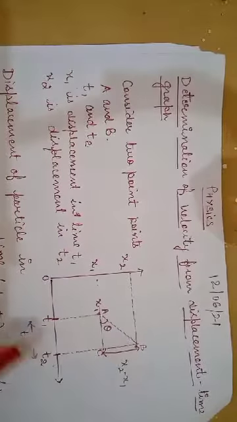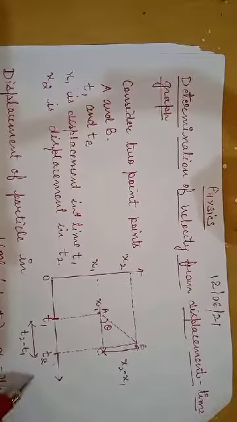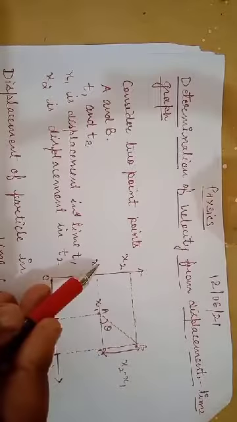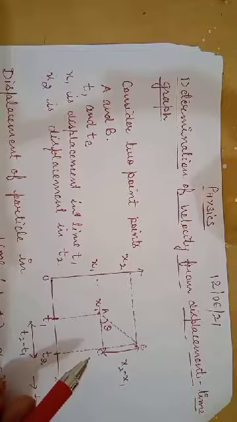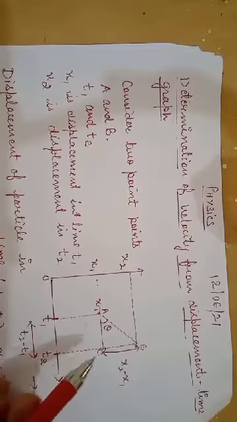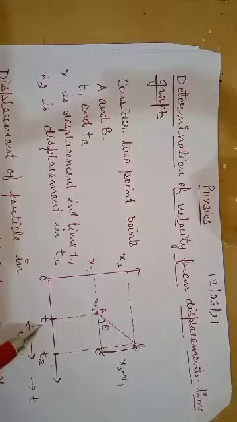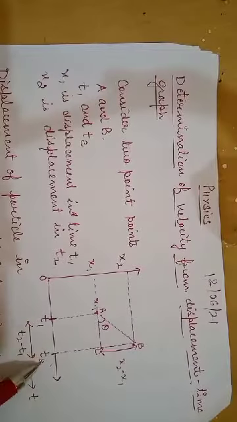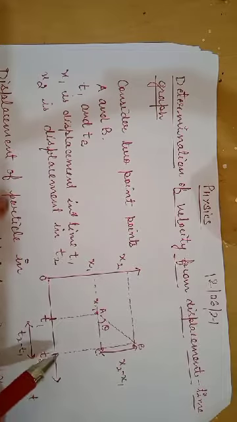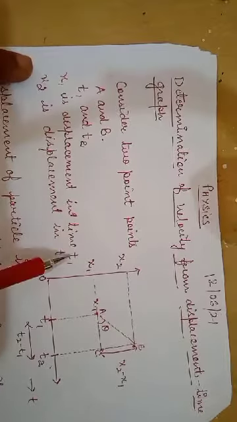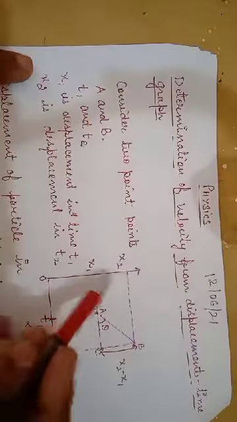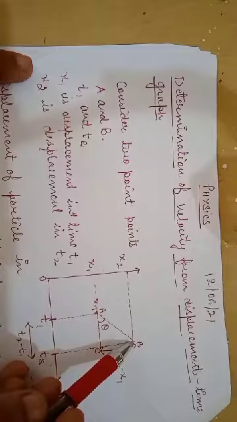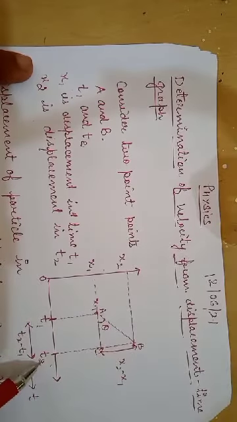This is the displacement time graph, this is the time axis and this is the velocity axis. So let T1 and T2 be the times, where x1 is the displacement of the particle at time T1, and x2 is the displacement of the particle at time t2.